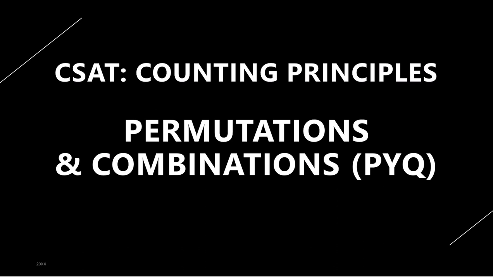So in the last three videos, we have completed the permutation and combinations theory. Today we are going to solve previous year questions for permutation and combination, and this will be a two-part video. Since there are around 22, 23 questions in total, we are going to do half today and half in the next video, right?